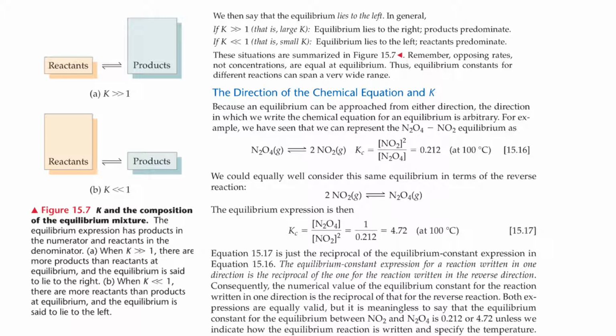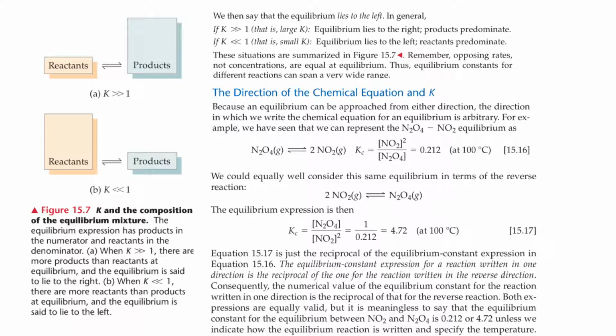Remember, opposing rates, not concentrations, are equal at equilibrium. Thus, equilibrium constants for different reactions can span a wide range. Figure 15.7, K and the composition of the equilibrium mixture. The equilibrium expression has products in the numerator and reactants in the denominator. When the equilibrium constant is much greater than 1, there are more products than reactants in the equilibrium, and the equilibrium is said to lie to the right. When the equilibrium constant is much less than 1, there are more reactants than products in the equilibrium, and the equilibrium is said to lie to the left.